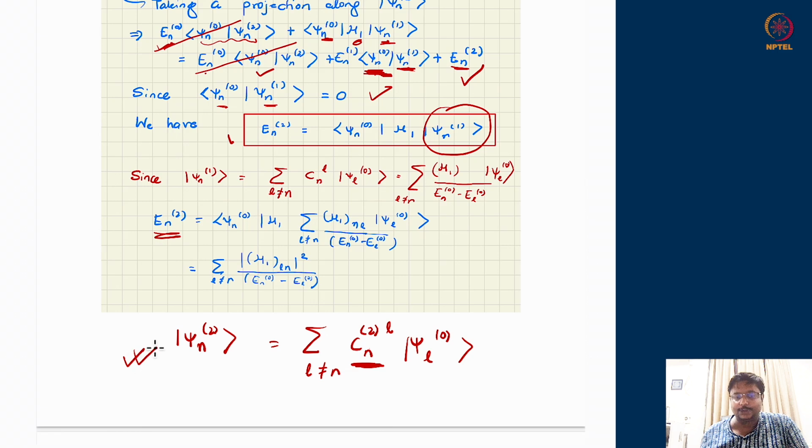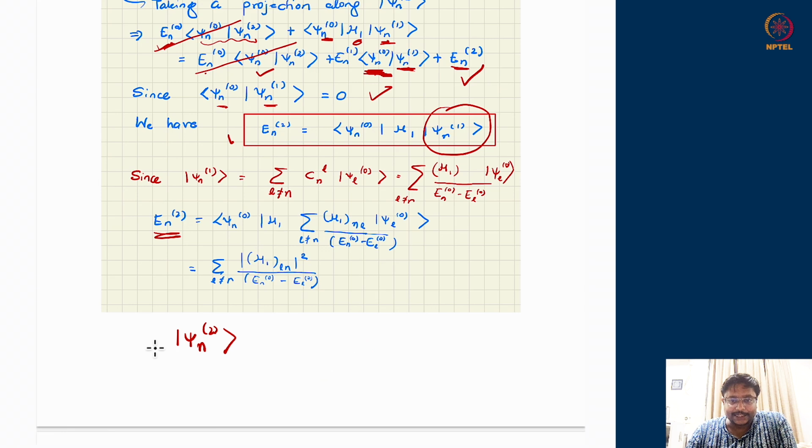So this you can take as a homework exercise, how to obtain Cn2L, and similarly how to obtain the third order correction, third order energy eigenvalue shift, and those kind of things. You will see a recurring feature. What is the recurring feature? The recurring feature is this: first you obtain the first order correction to the wave function psi n1. From there you get the second order correction to the energy eigenvalue.